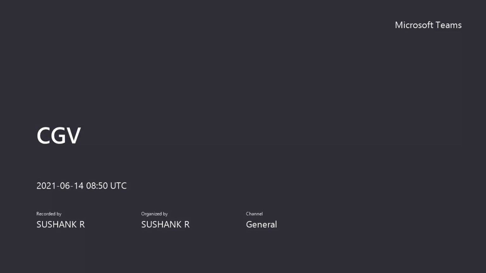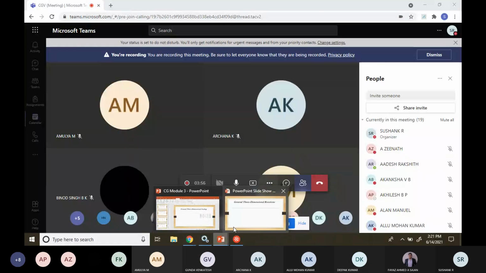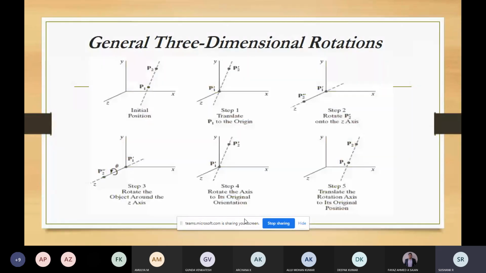Some slides like general three-dimensional scaling. Is this PPT visible? No, sir. Now? Three-dimensional general three-dimensional rotations. Are you able to see this? No, sir. Okay, okay. Now you're able to see this, right? Yes, sir. Okay.